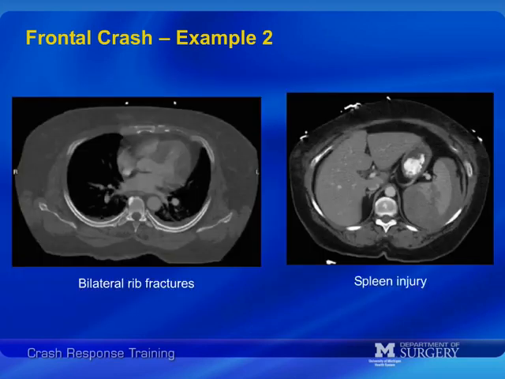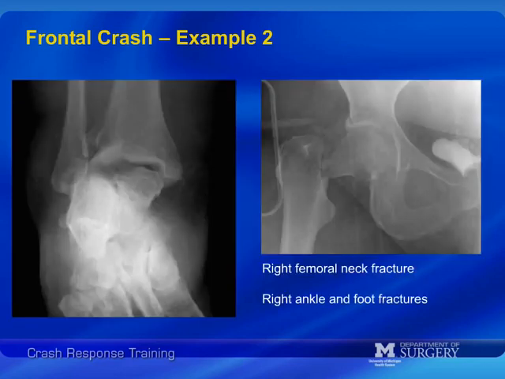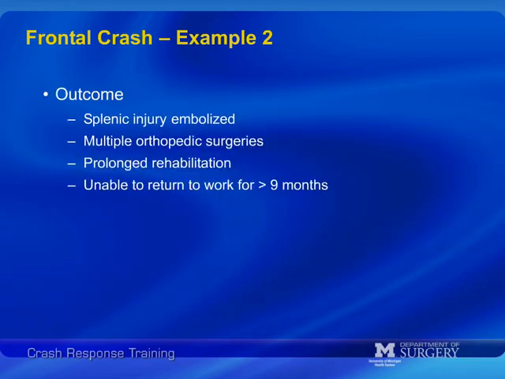You can also get an appreciation from these images of the size of this case occupant. This occupant sustained bilateral rib fractures, which can be seen on the CT scan on the left, and also sustained a spleen injury, which can be seen in the image on the right. In addition, this patient sustained a right femoral neck fracture and also severe right ankle and foot fractures. The outcome from this case was that the splenic injury bleeding was controlled by embolization in interventional radiology. She had multiple orthopedic surgeries. Because of her weight and the multiple lower extremity injuries, she had a very prolonged rehabilitation and was unable to return to work for greater than 9 months.